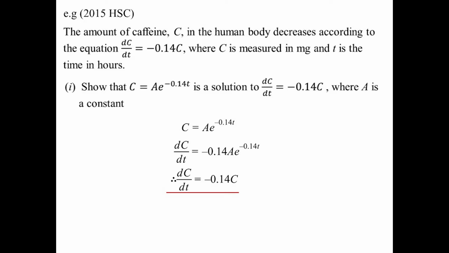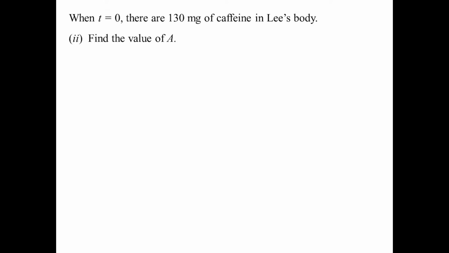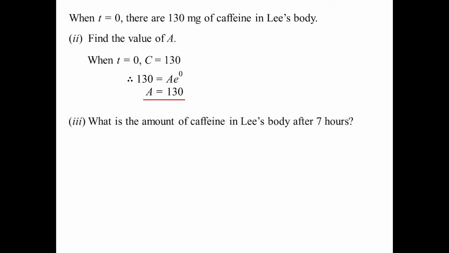So from this point on, we can assume that's the correct equation. So part 2. At time equals 0, so initially there's 130 milligrams of caffeine in the body. We need to work out what the constant A is. All right? It really just becomes a substitution question for me. So when t equals 0, they've told us C is 130. So if we substitute that in, we get 130 equals Ae to the power of 0. Well, if t is 0, the power becomes 0. e to the power of 0 is always 1. So A is 130.